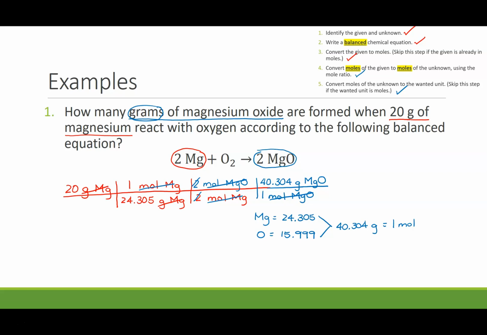But if we look back at our given, there is one sig fig. The reason why there's one sig fig is because the 0 at the end of a number without a decimal is not significant. So there's only one sig fig. So I'm going to round this to one sig fig. And the answer is 30 grams MgO.